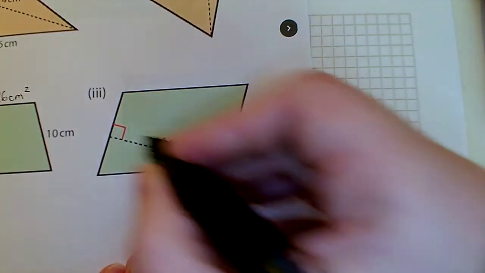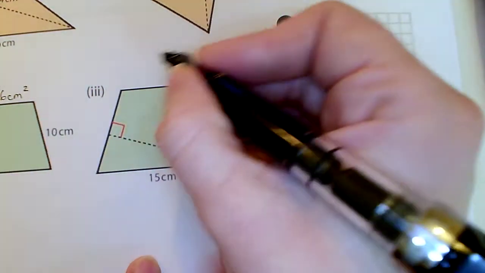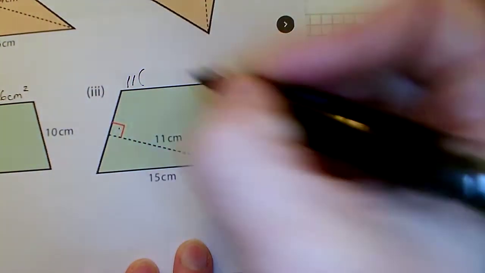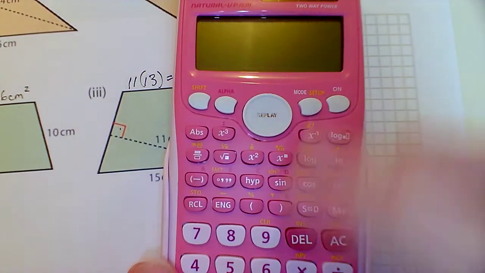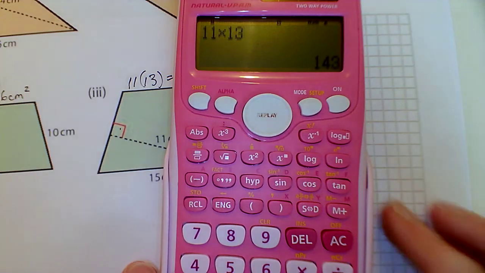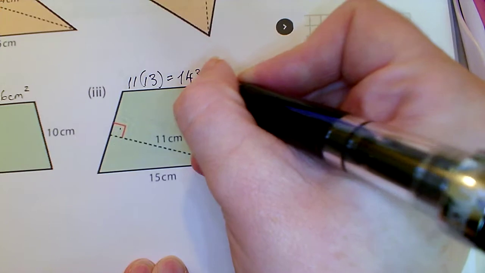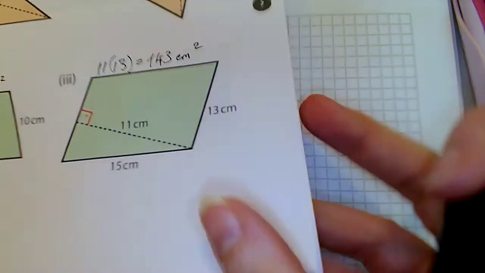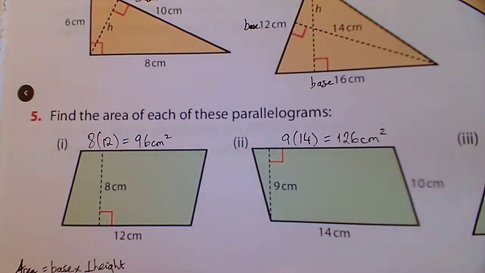This one is going to be, here's my perpendicular height, and this is the base. So they're just checking that you know which side to use. I don't use the 10 here, for example. So this is going to be 11, my perpendicular height, by 13, which is 143 centimetres squared. Okay, so if there's any small bit of that you don't understand, that you got wrong and you don't know where you went wrong, just let me know.